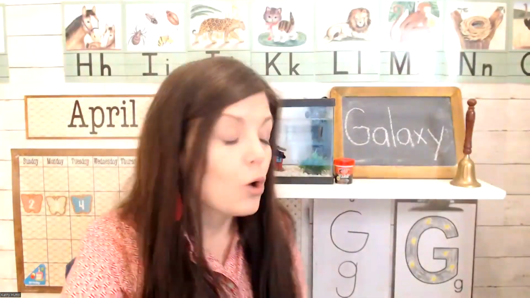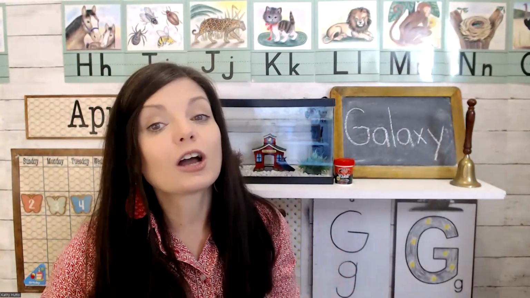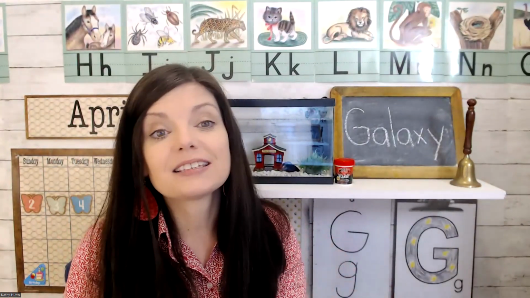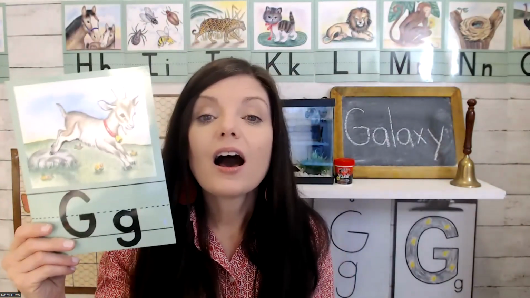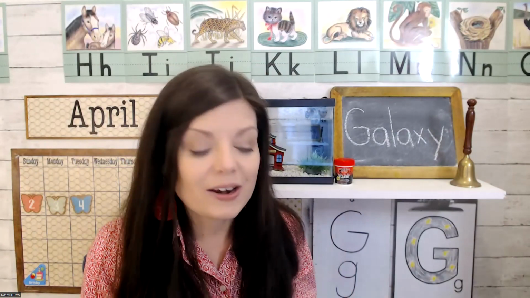Well, now that we know what letter G looks like, we know how to write it, it's time to talk about the sound that G makes. Letter G makes the sound G, G, G. You have to kind of use your throat to make that sound. It reminds me of what I sound like when I'm gulping some water.